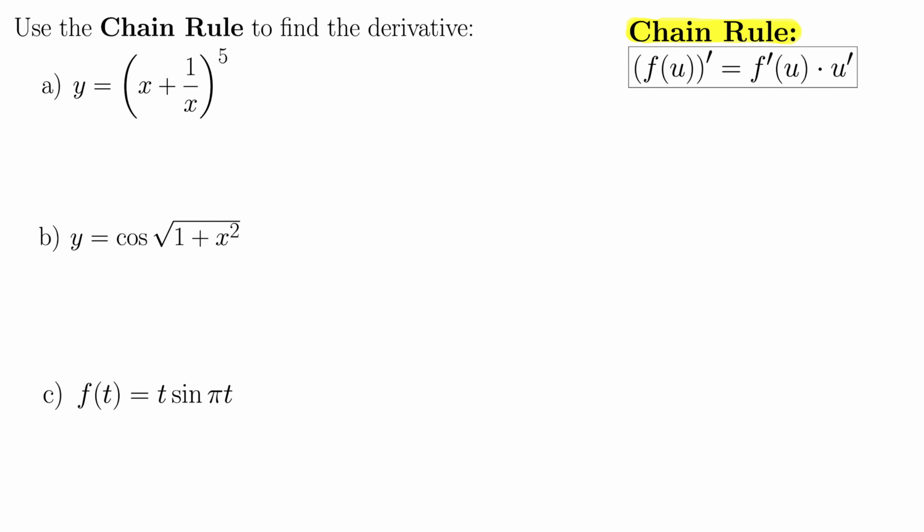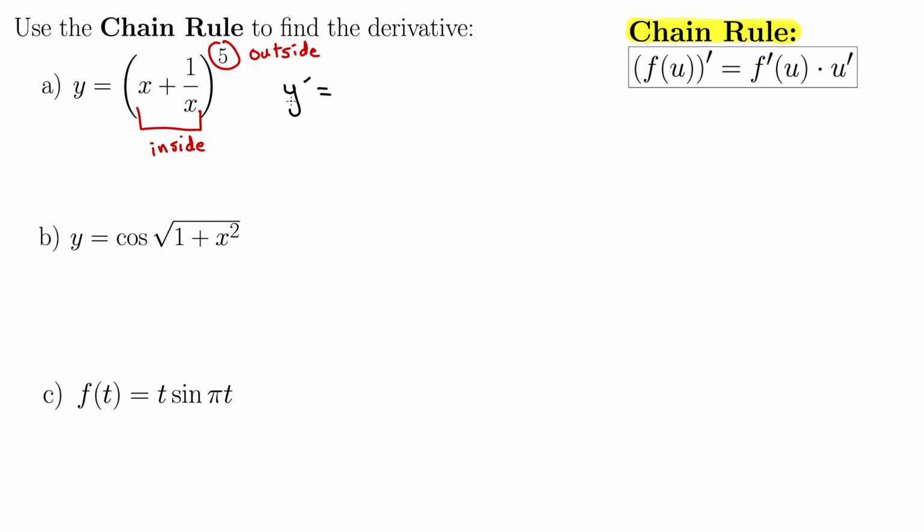Okay, so part A, these are essentially intermediate level examples here. For part A, let's identify the inside and the outside. I'm thinking this x plus 1 over x is the inside, and the something to the fifth power will be the outside. Okay, so that's always the first bit, just identifying which is which.